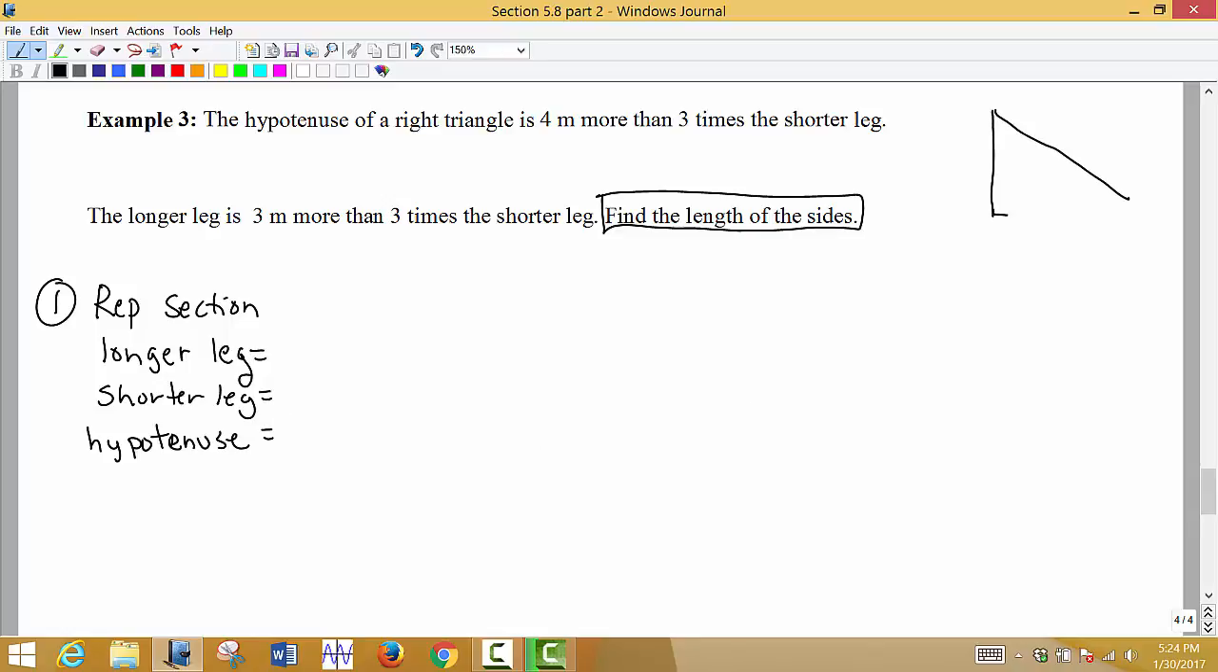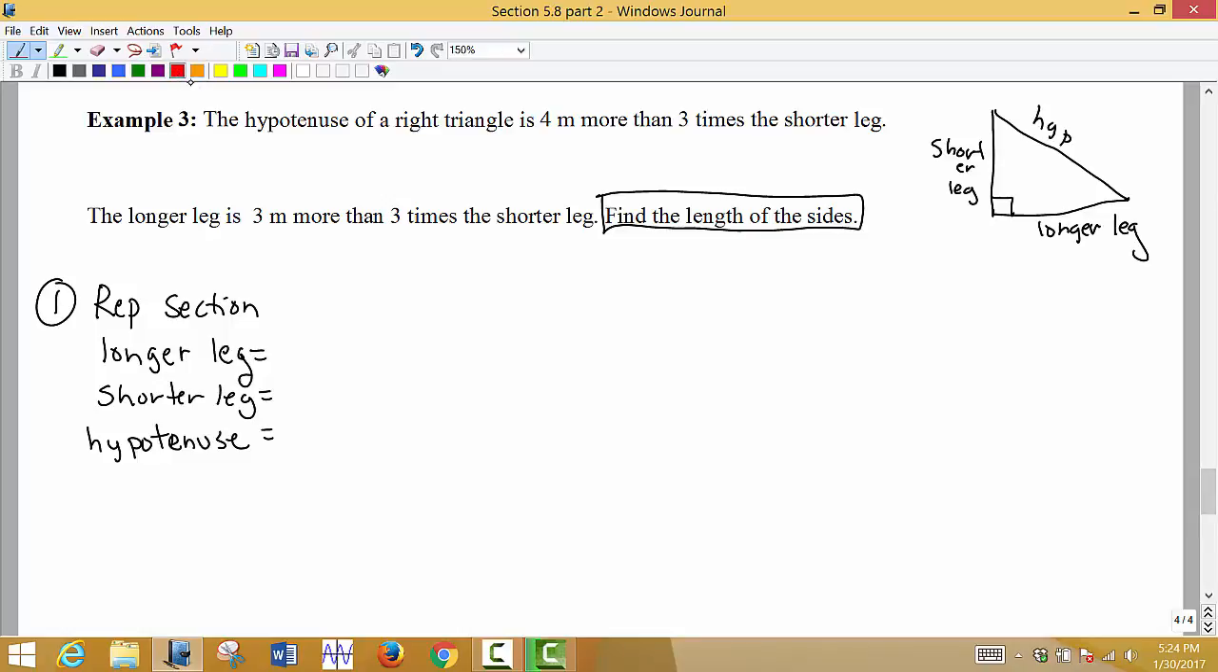If it helps, you can draw a picture of a right triangle, and we know that the hypotenuse is what's opposite of the right angle, and one of the other legs will be shorter, so this is the shorter leg, and one of the other sides will be longer, so we'll call this the longer leg.